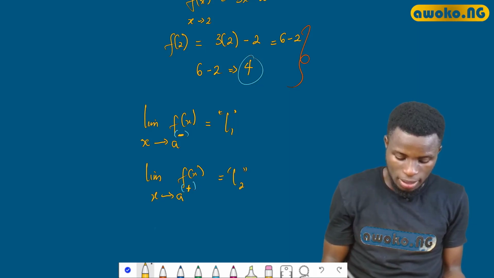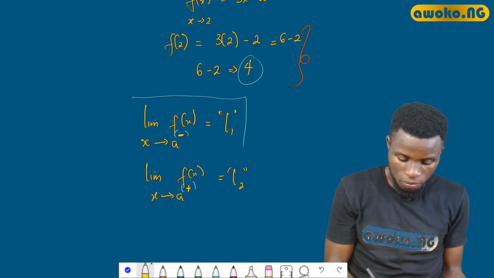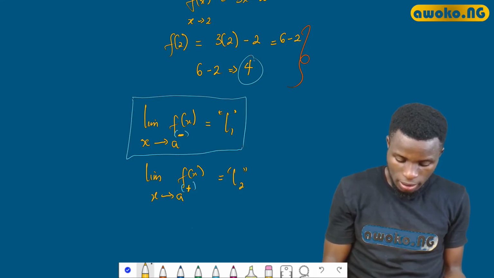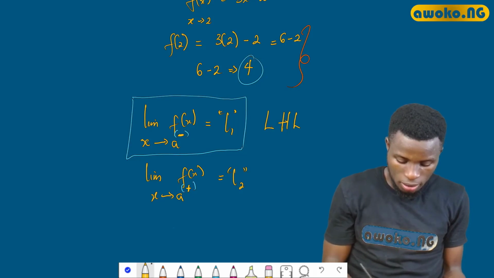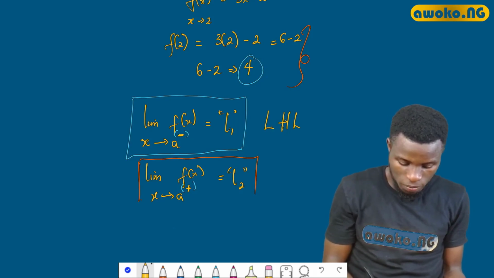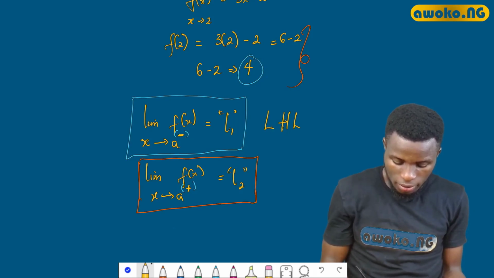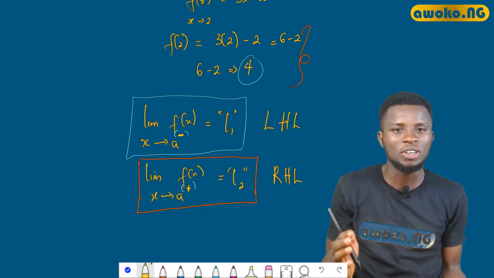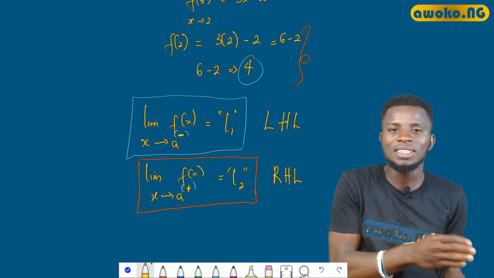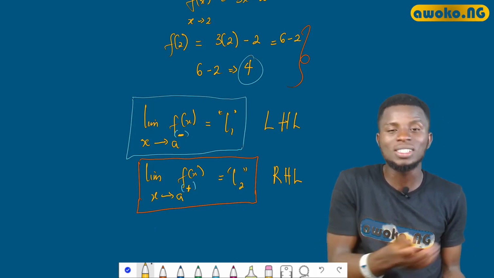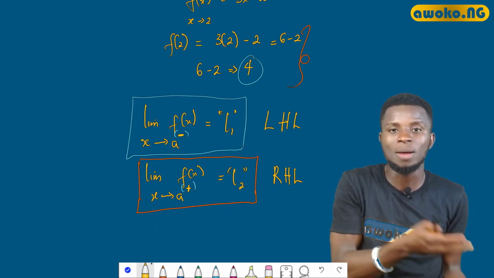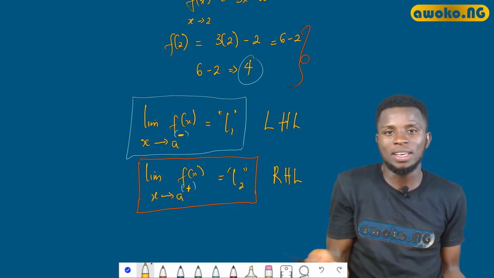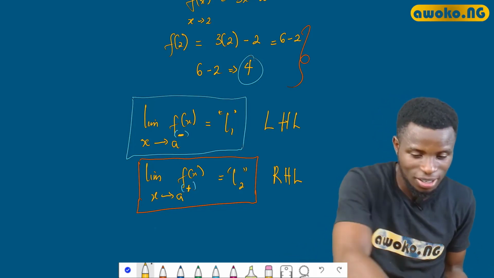So we say that this over here is the left hand limit, while this over here is the right hand limit. And what is the major difference between the left hand limit and the right hand limit? It just shows the direction from which x is approaching the particular number a. It's as simple as that.